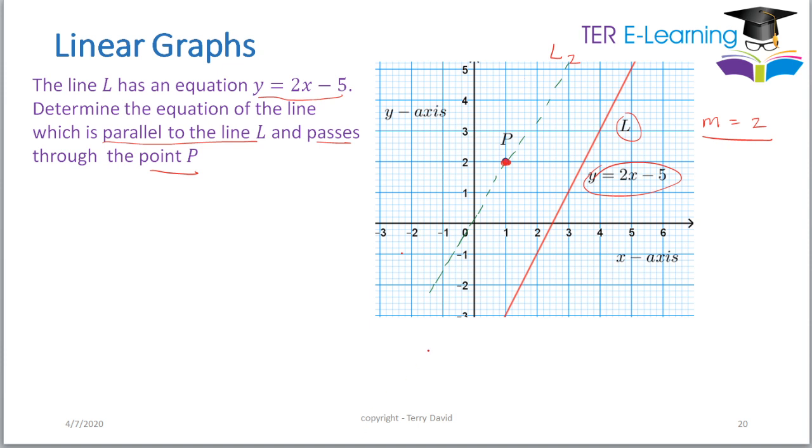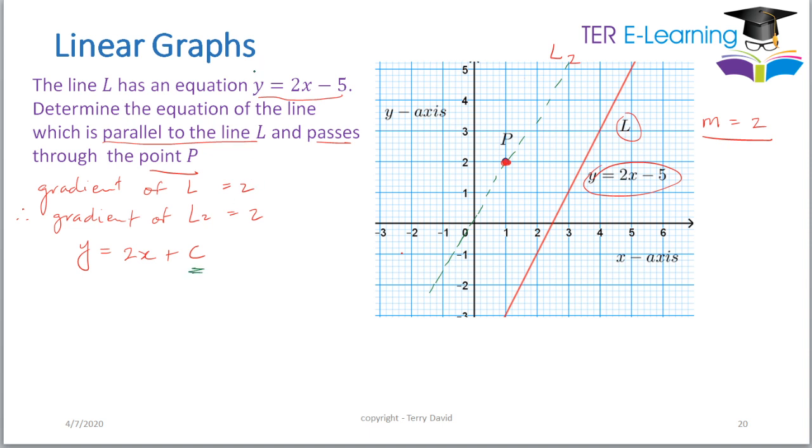So, if we know the gradient of L is 2, then we already know the gradient of L2. So, gradient of L is equal to 2. Therefore, gradient of L2 is also equal to 2, right? So therefore, the equation of that line that is passing through P has to be y equal to 2x plus c, right? Because you know what the gradient is. The gradient is 2. So we need to figure out what is c.